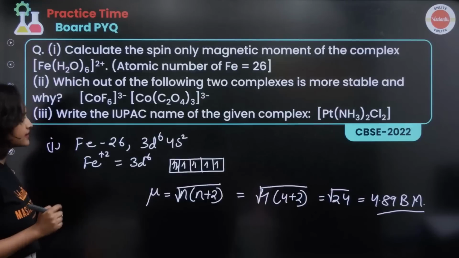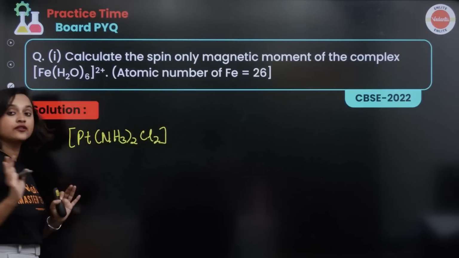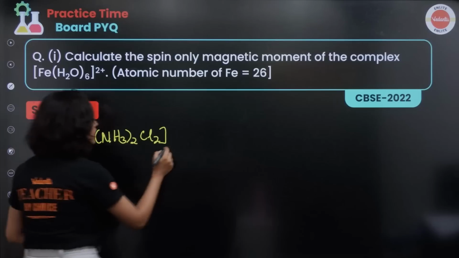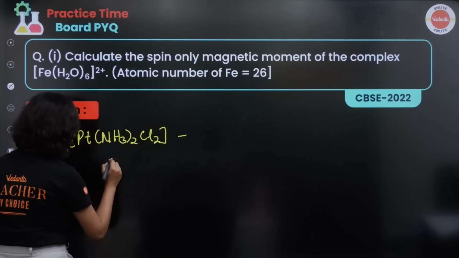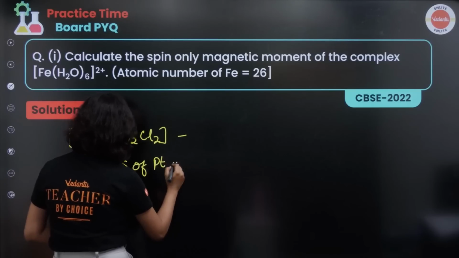Yes, guys? This is the question. So you have to find out the IUPAC name. The first thing that we do for IUPAC name is what? We have to find the oxidation state, okay? OS of platinum. Let's find it out.